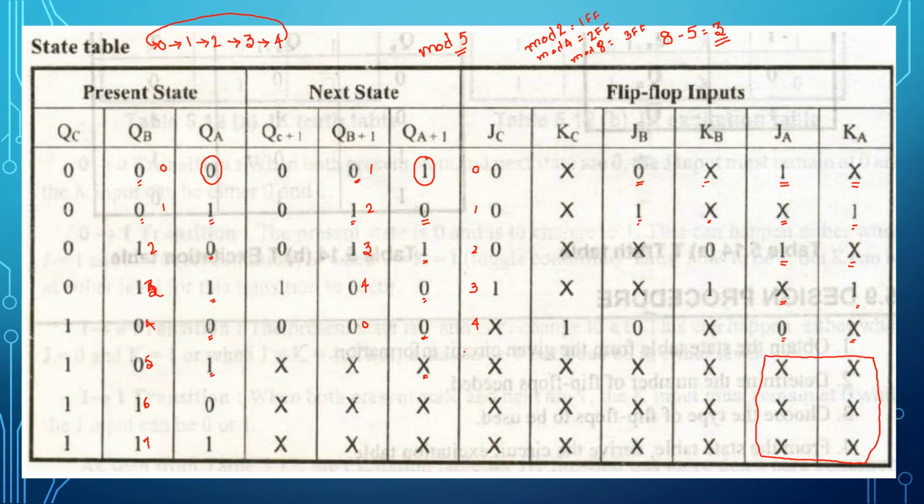You are going to write it only with respect to the 5 states. The remaining 3 states are ignored. I do not mind what the value will be after that. This is how you are going to fill up the excitation table.